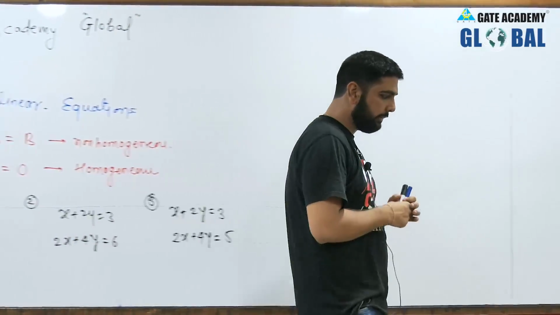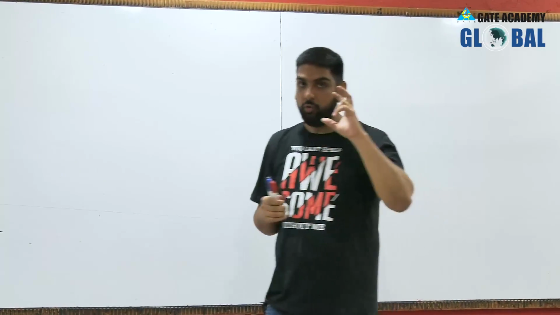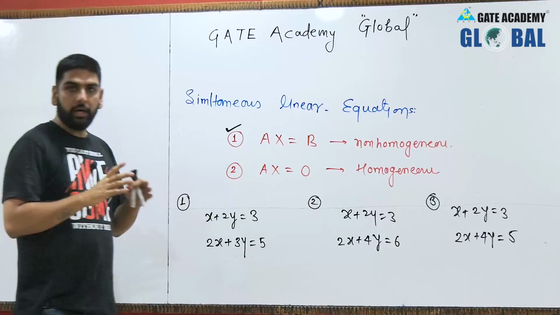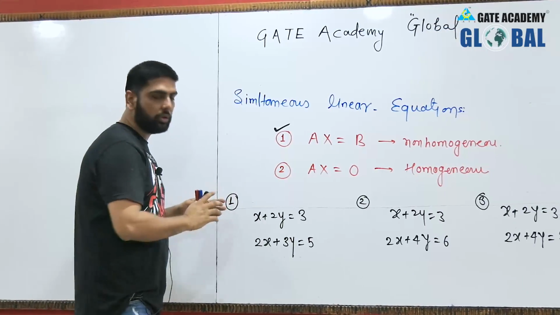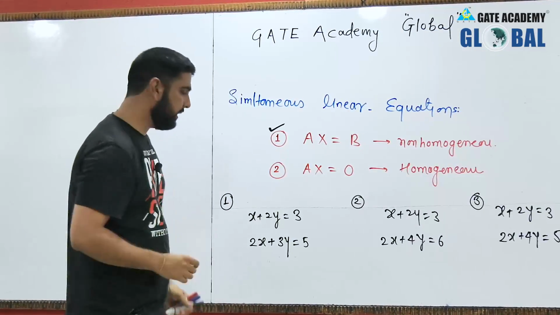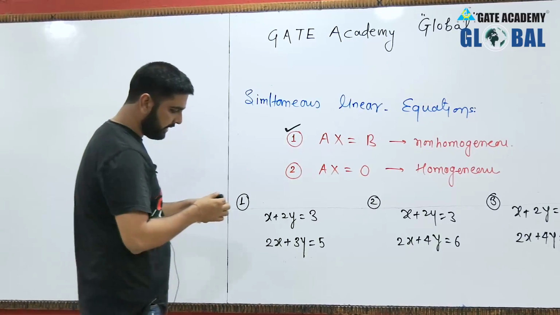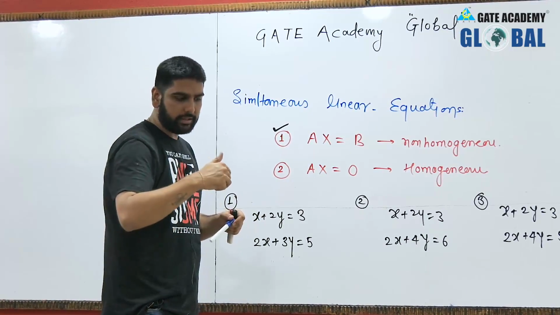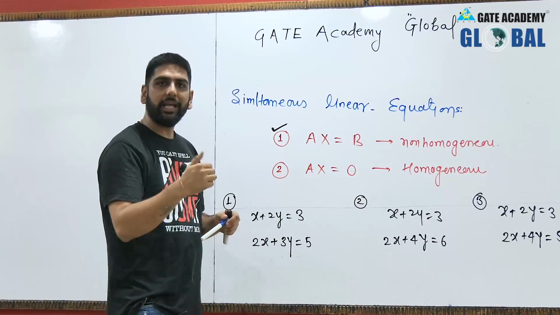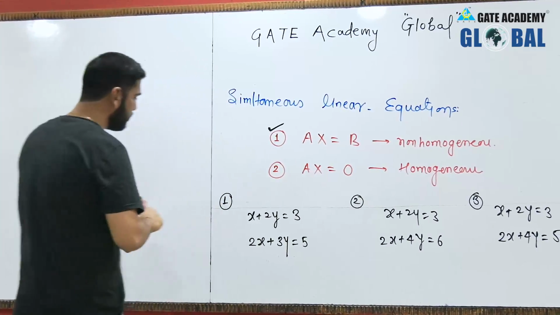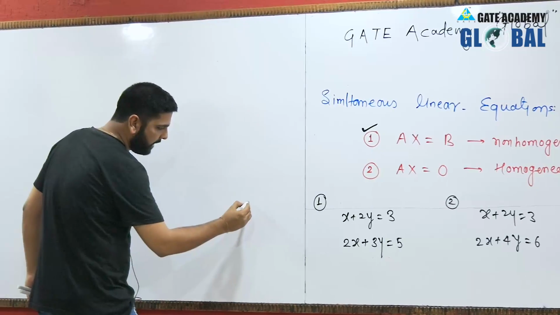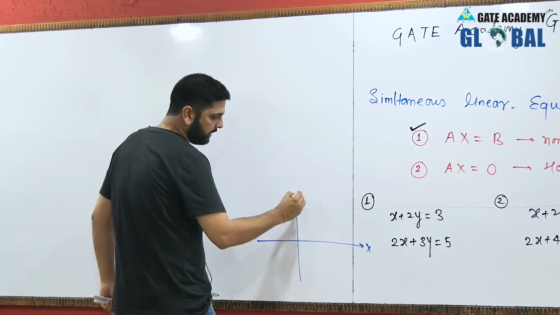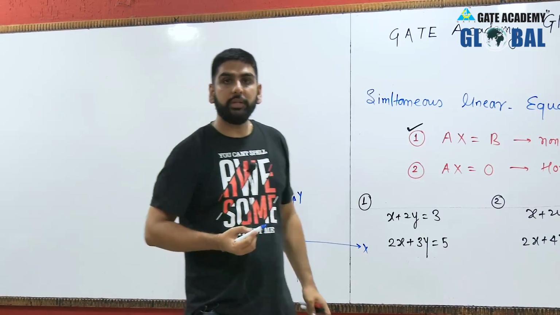Why am I considering these three systems? To tell you that the solution depends on how it is related with the rank, right? Just solve these equations using a method like the elimination method or the graphical method. First, let us take the graphical method. That means we need to draw it first.